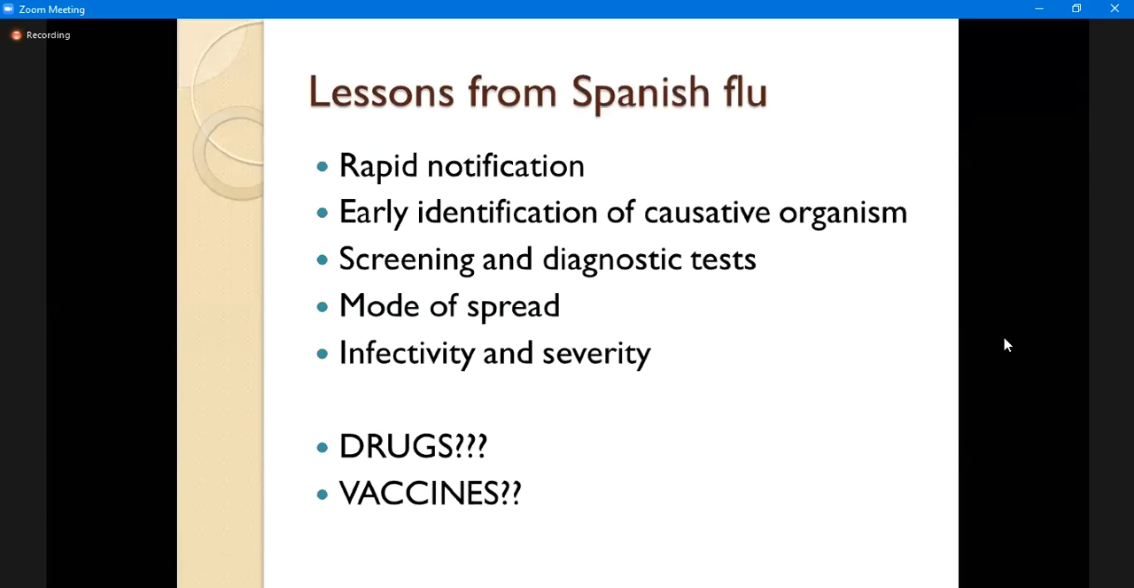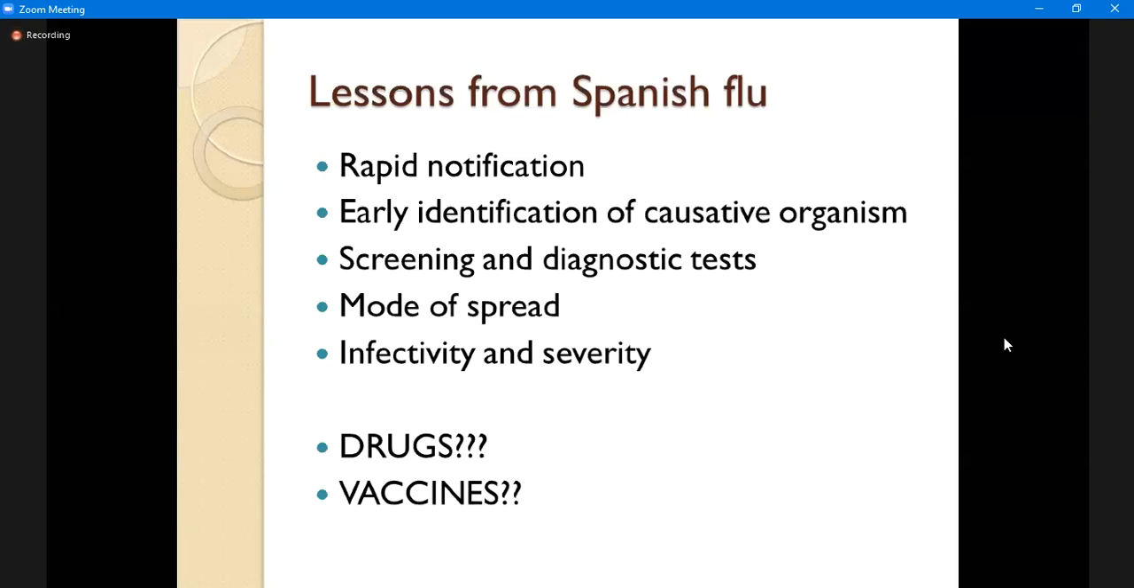So the rapid notification led to rapid suspicion of cases when they came as a cluster, that we have got a new disease, and then in our healthcare, identification of the positive organism happened very early. That was a plus point. These are the real developments in the healthcare system which we did not have about 100 years ago. And once the genome was identified, they were able to get screening and diagnostic tests very, very quickly.